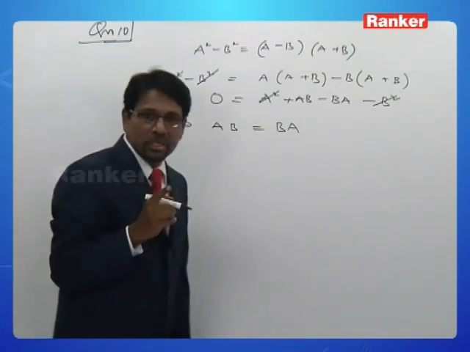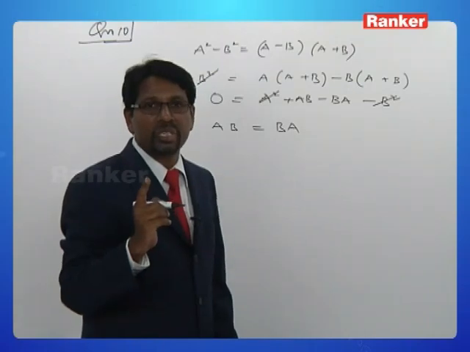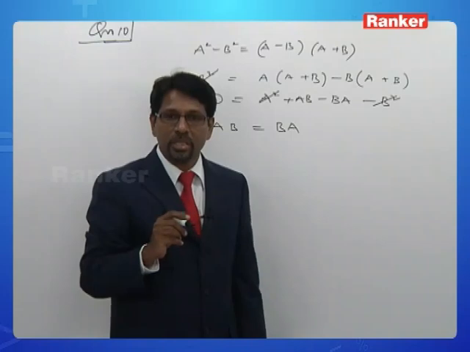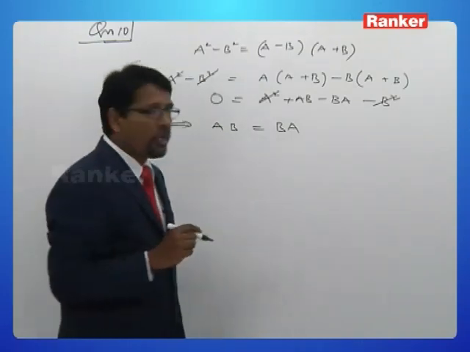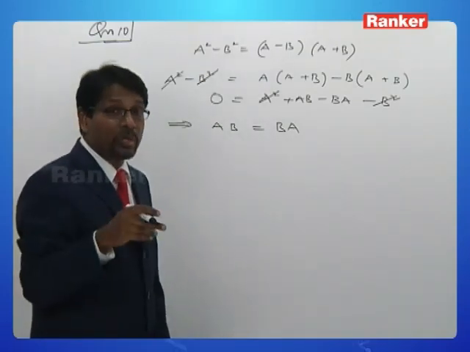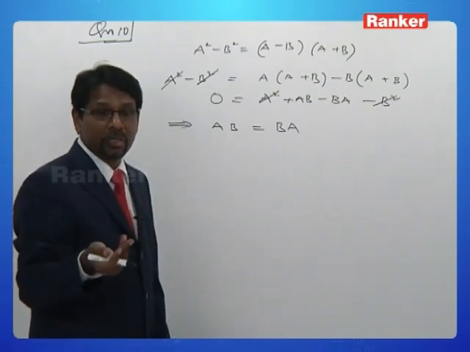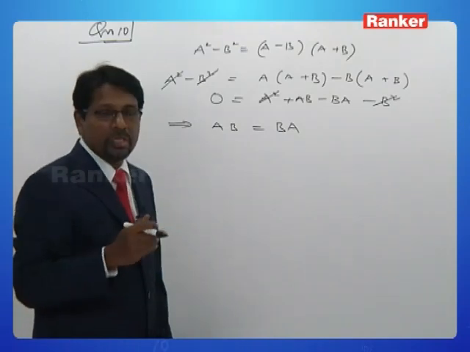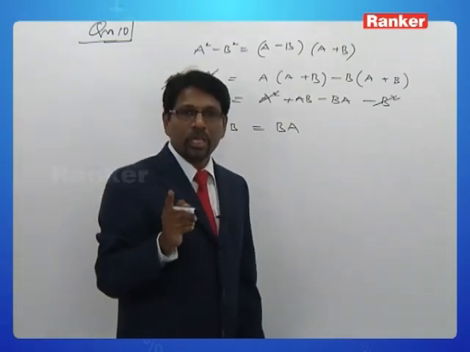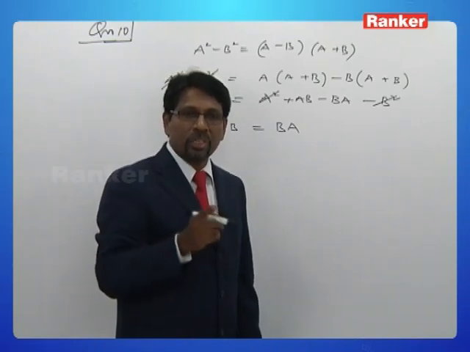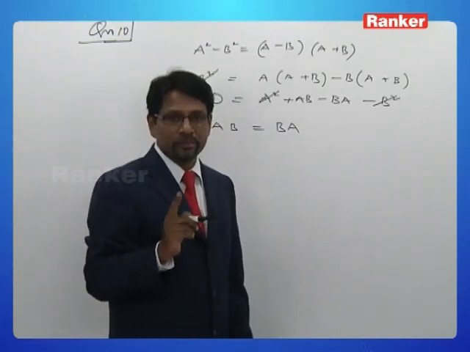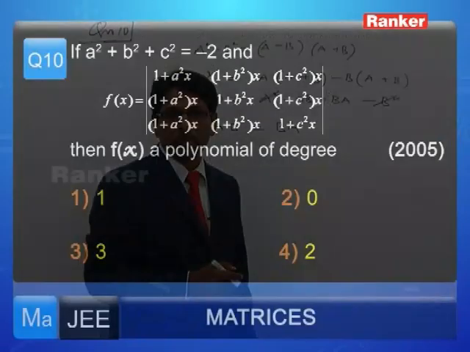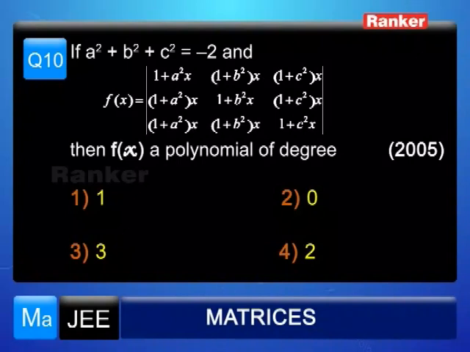So from the given condition A square minus B square equal to A minus B into A plus B, we are able to conclude that AB is equal to BA. If A is equal to B, it may happen, but that is not a necessary condition. So A square minus B square equal to A minus B into A plus B will not always imply A equal to B, right? But if A is equal to B, that condition will be true. So the first option is not to be taken.